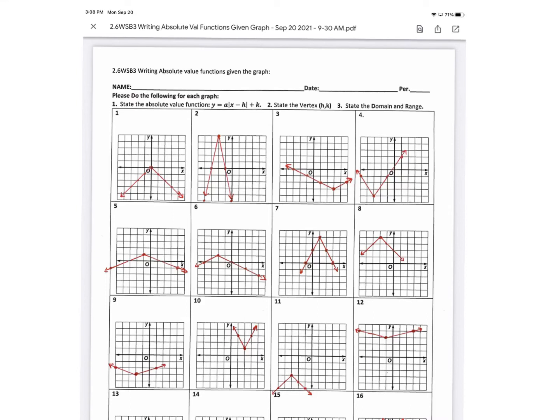Okay guys, in this short video we're going to explain 2.6 WSB3. This is the third worksheet on absolute values. We had our notes, we had our practice, and this is the third worksheet. On this one we're going to be writing the absolute value equation given the graph, and we're also going to state the vertex and the domain and range.